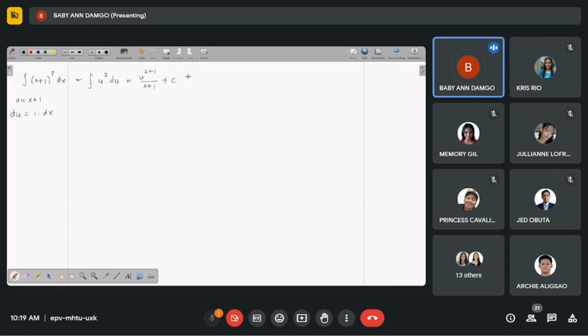Okay? So simplify, we have u cubed over 3 plus c. Okay? Next, our final answer, class. If the given is in x, then the final answer should be with respect to x. So we substitute u with x plus 1. So we have x plus 1 to the power of 3 all over 3 plus c, which is the final answer. Okay? So the idea, class, is the chain rule, where we let u and du for substitution. Question.